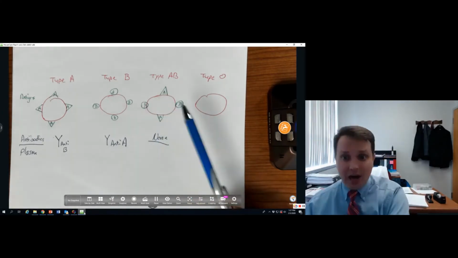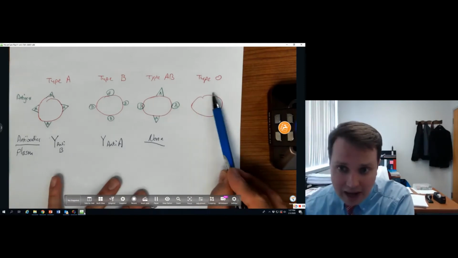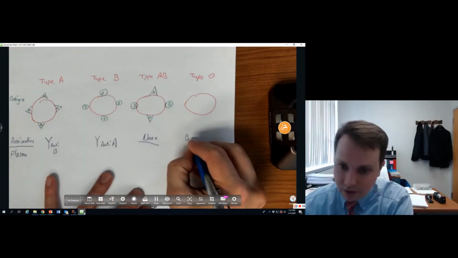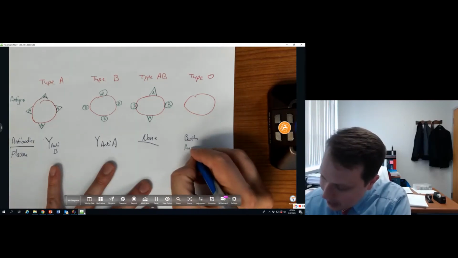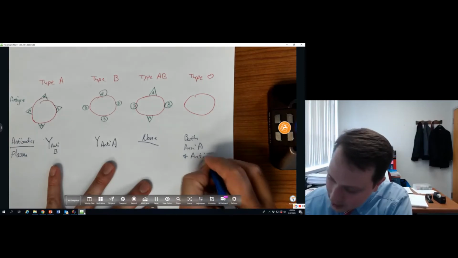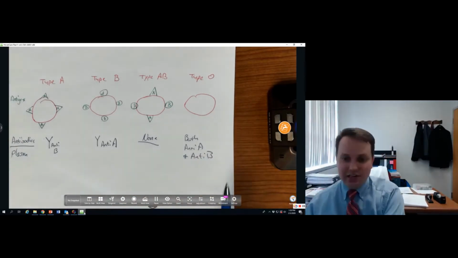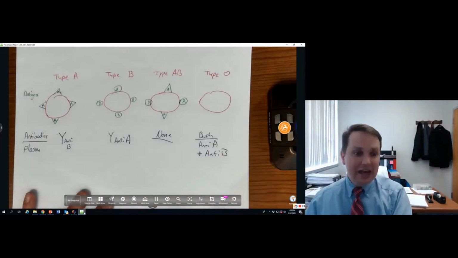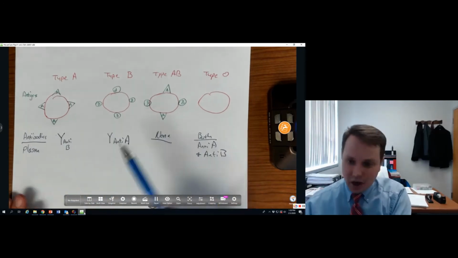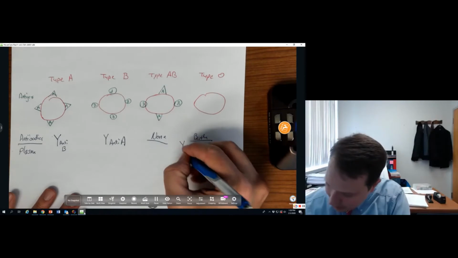But in O, since they have no antigen A or B, they will have both anti-A and anti-B present, both in the plasma. So these are antibodies, so they would have both anti-A and anti-B.